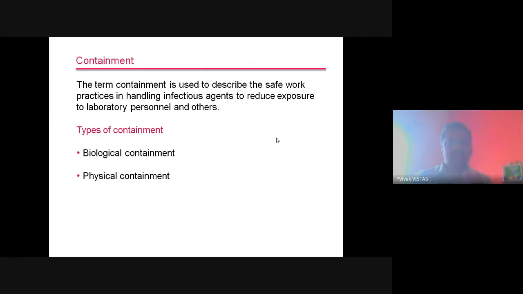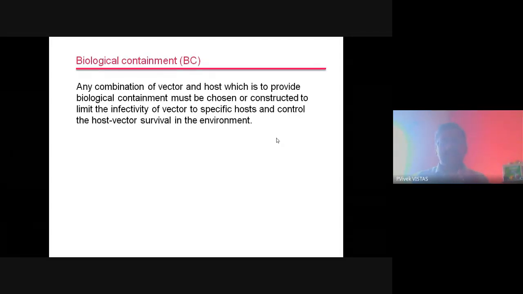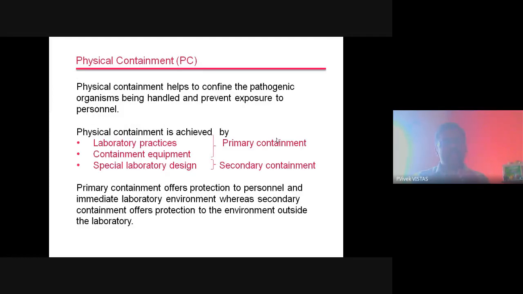Biological containment is a combination of vector or host, whereas physical containment is obtained by two categories: primary containment and secondary containment. In the primary, laboratory practices and containment equipment, whereas the secondary can be achieved by special laboratory design.